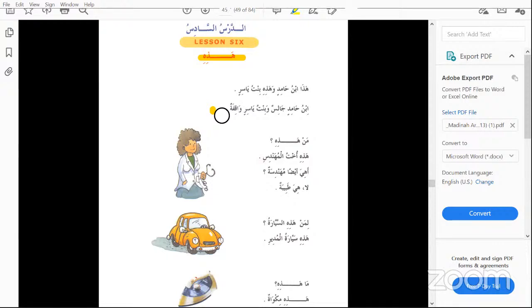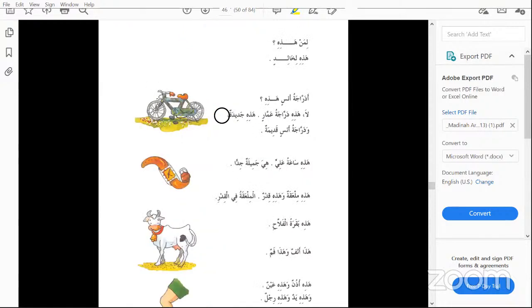Liman hazihi sayyaratu? For whom is this car? Hazihi sayyaratul mudiri. This is the manager's car. Ma hazihi? What is this? Hazihi mikwatun. This is an iron. Liman hazihi? For whom is this? Hazihi li Khalidin. This is for Khalid.